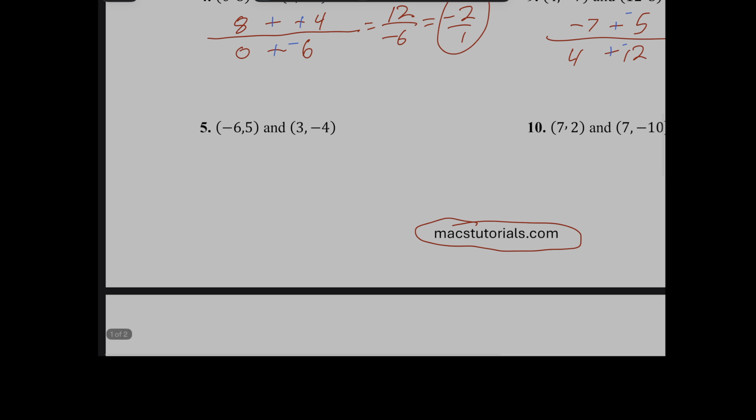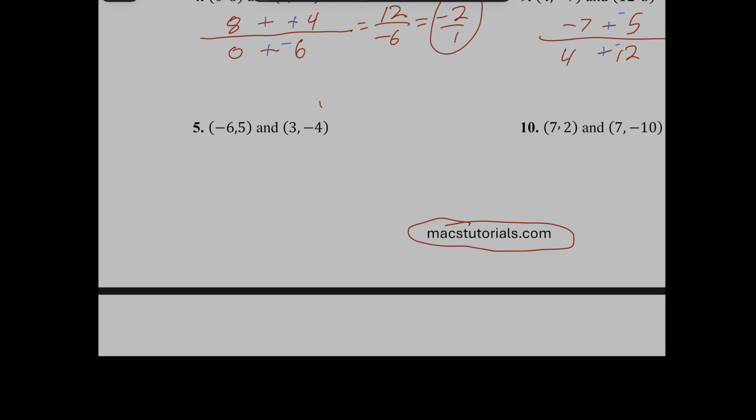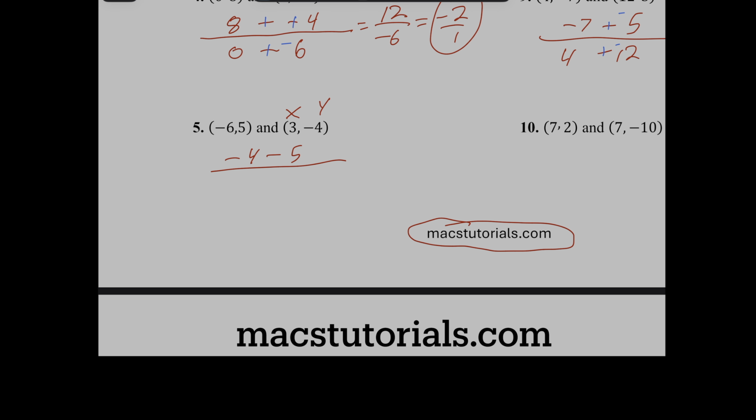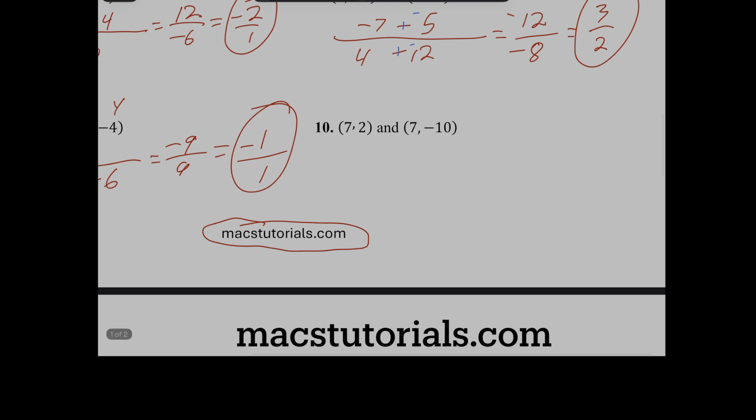All right, 2 more on this page. Way to stay in there. Let's go ahead and start with this one. Negative 4 minus a 5 over, I have to start with this one, 3 minus a negative 6. Add a line, change the sign, add a line, change the sign. When it's all said and done, this is going to be a negative 9 over 9 or a negative 1. Do I have to write it as a fraction? Nah, but you can.